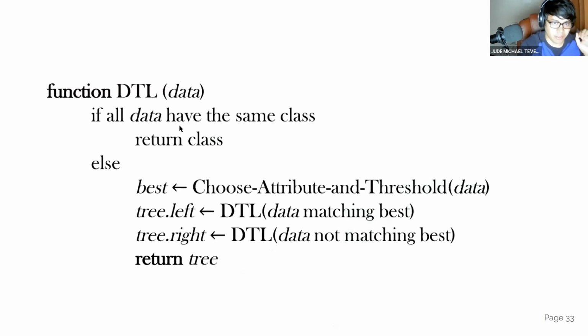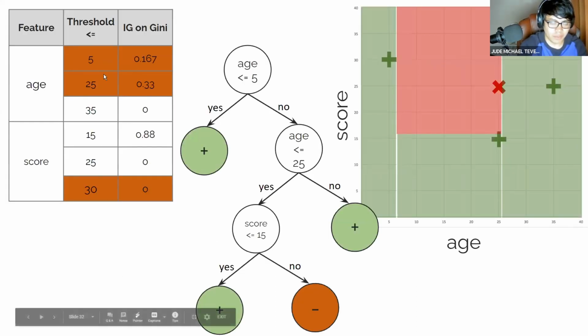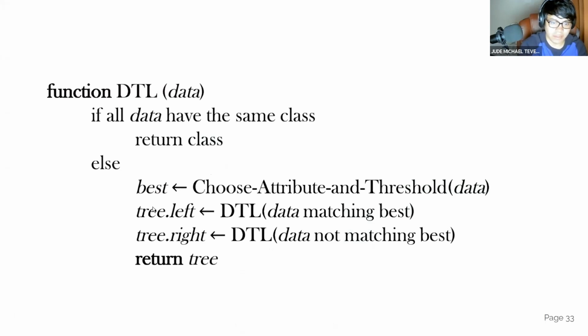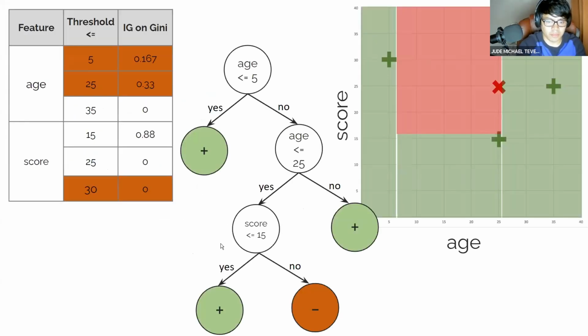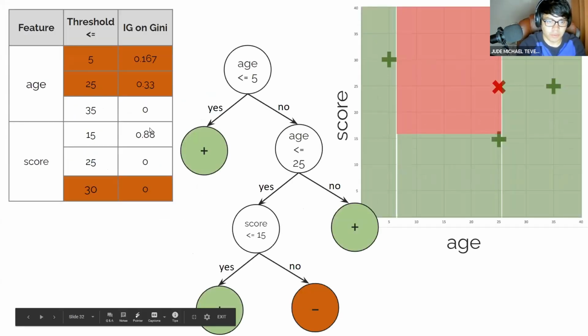This is the base case: if they have the same class, then just return it because it is homogeneous. Else you choose the best attribute and threshold, same as the one that we did in this exercise. And then of course you're going to have the left tree and then the right tree. So yeah, you just ask more and more questions until you end up here, using the questions that have the highest information gain.